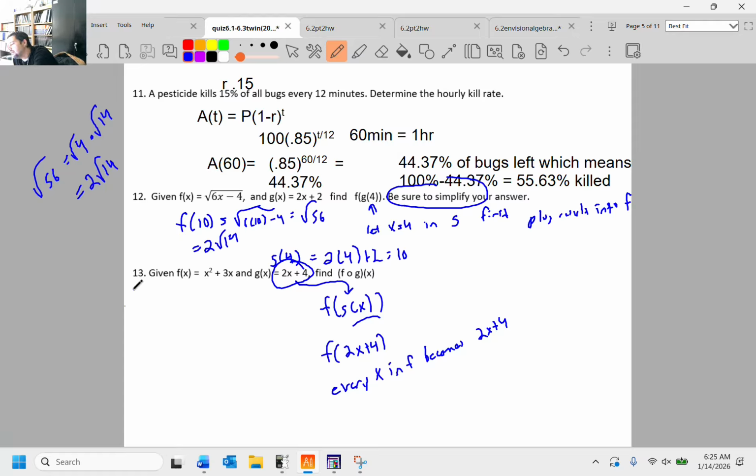So let's start writing that. F of 2x plus 4. I see an x, it becomes 2x plus 4. I have to square that. Plus 3, there's an x, it becomes 2x plus 4.